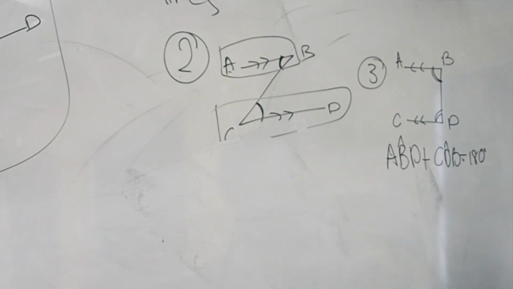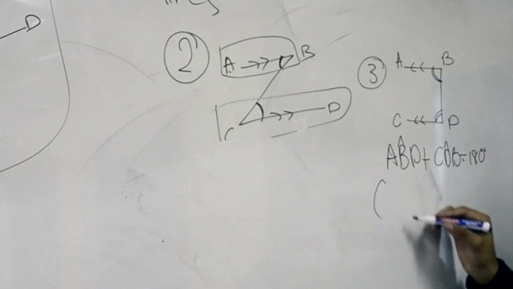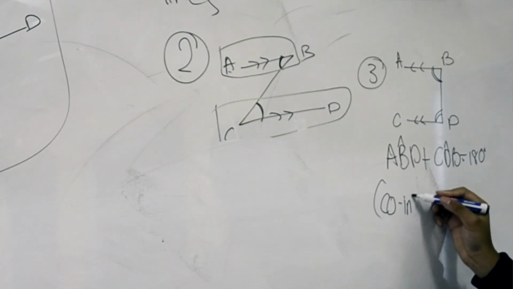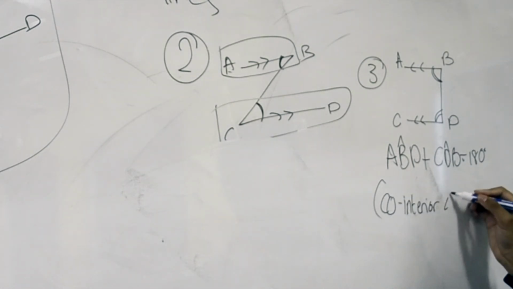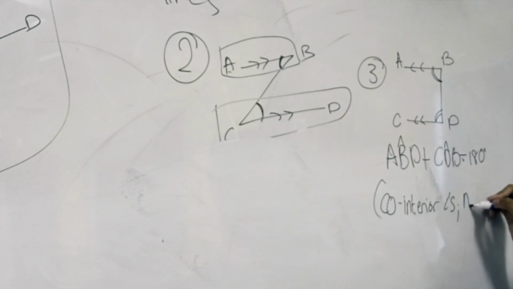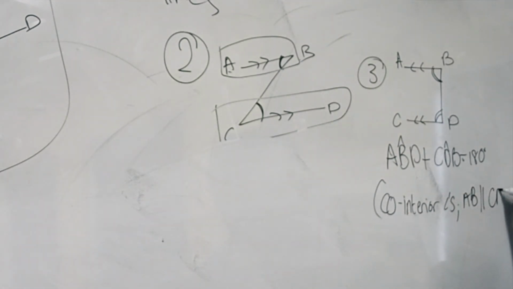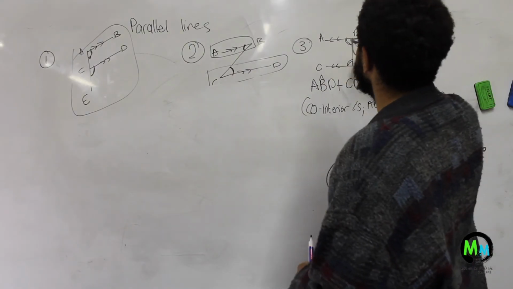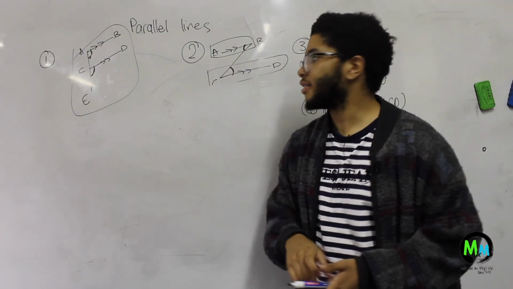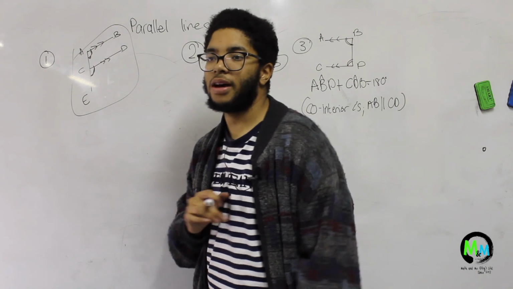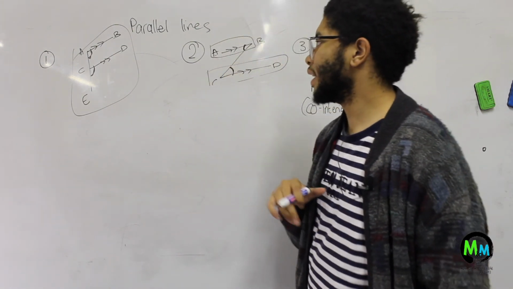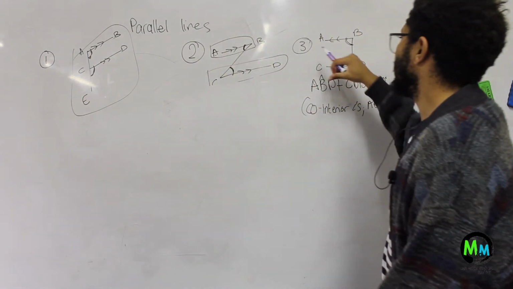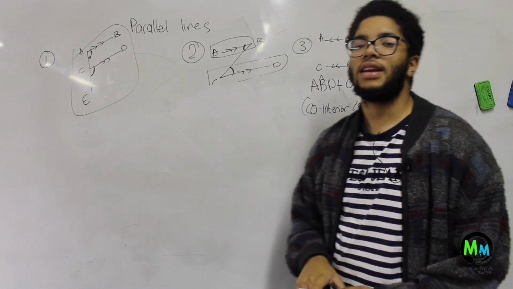and we'd say ABD plus CDB is equal to 180 degrees. And what would my reason be? Co-interior angles, and I need to say that AB is parallel to line CD. As you can see, this resembles the letter C. So with corresponding angles we have the letter F, with alternating angles we have the letter Z, and with co-interior angles we have the letter C.